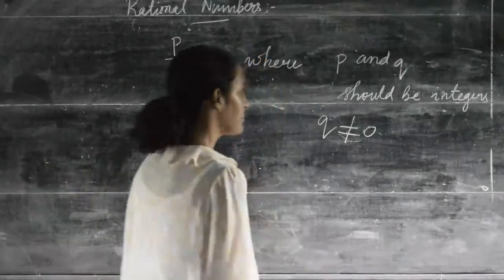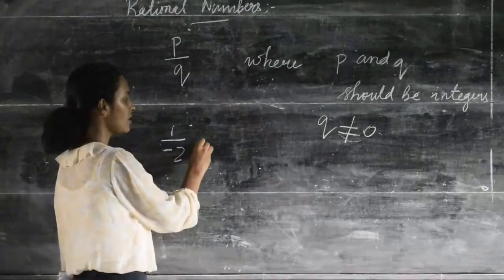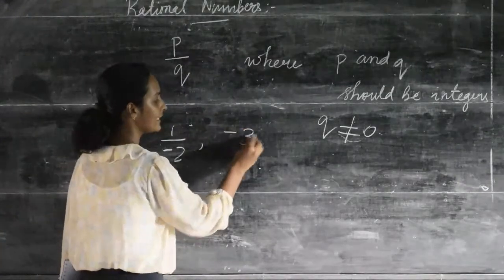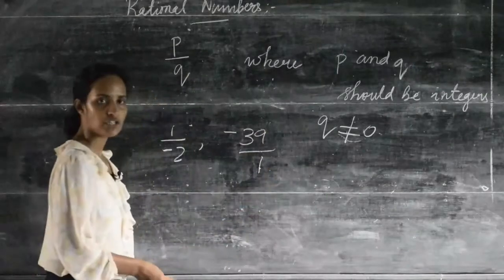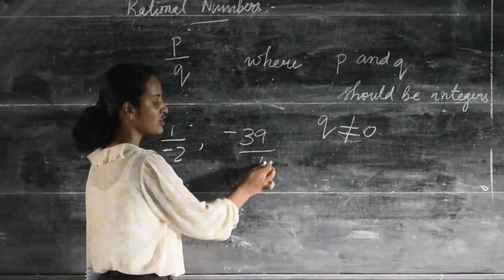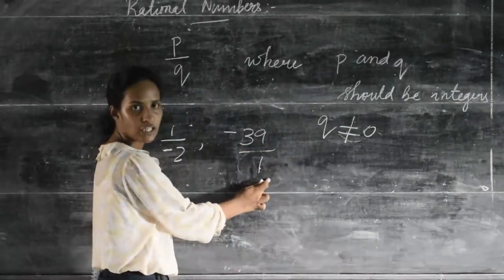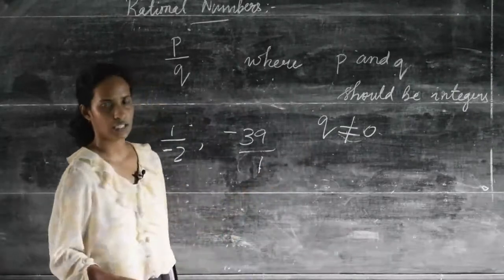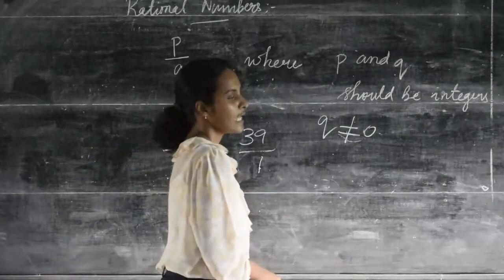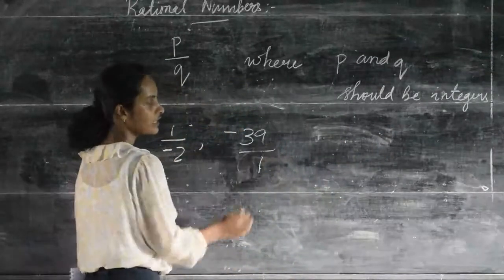Now 1 by minus 2 is the first example that we saw. Now another number, minus 39 by 1, is it a rational number? Yes, definitely it's a rational number, because minus 39 is also an integer, 1 is also an integer, and it's in the p by q form, and one more condition is there where q is not equal to 0, it is 1, right? So this is an integer, and we have got a rational number, right?